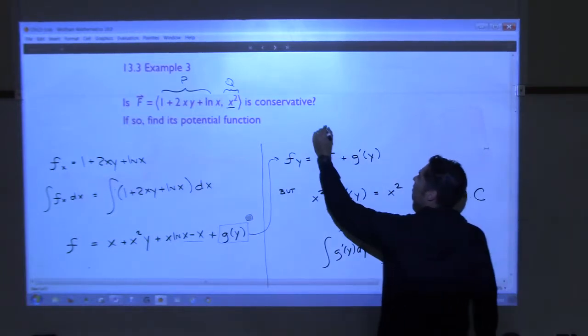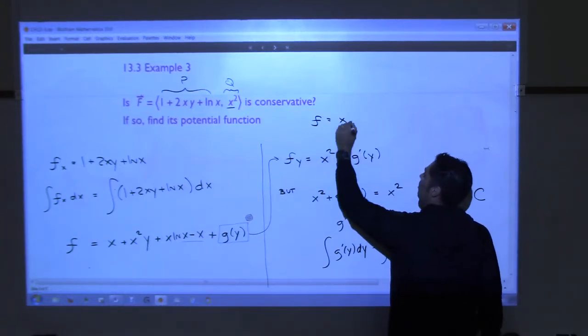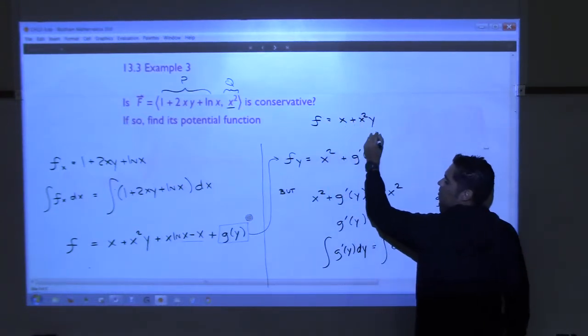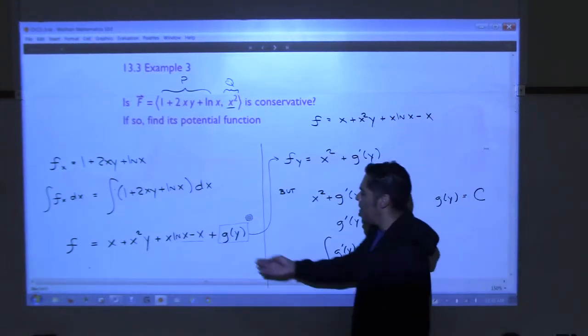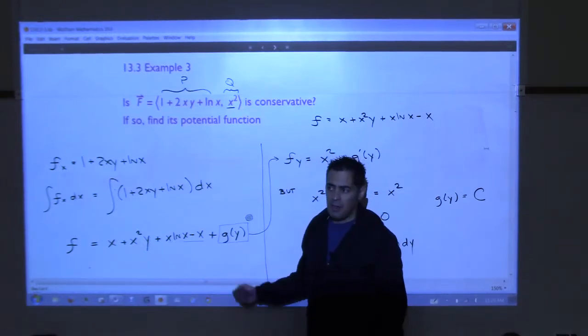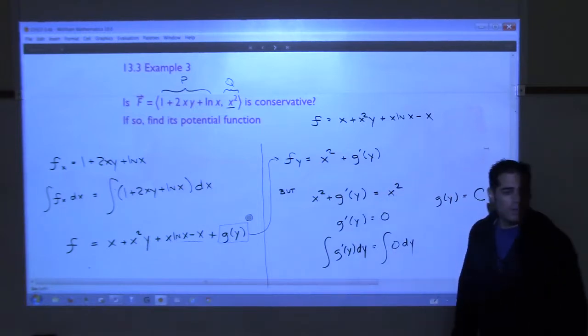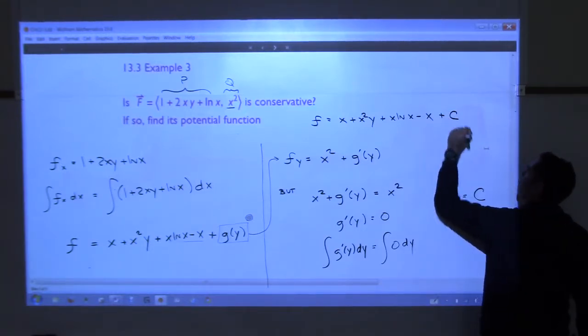So let me write down the potential function. The potential function, the answer to this question, is this, and then plus any constant I want. Any constant I want. So you may have more than one potential function, right? You can have an infinite family of them, but they're all going to be shifts, vertical shifts of one another, just like antiderivatives have always been. It's a family. So I'm just going to put plus c.